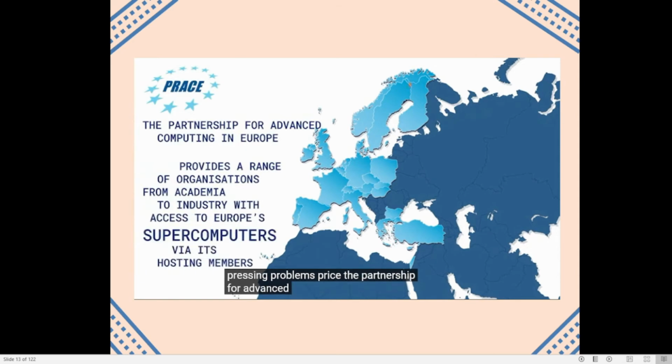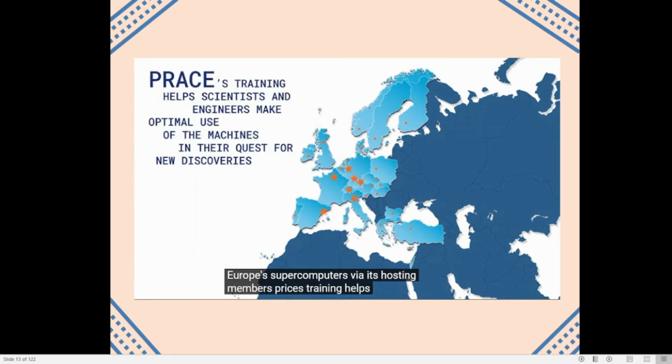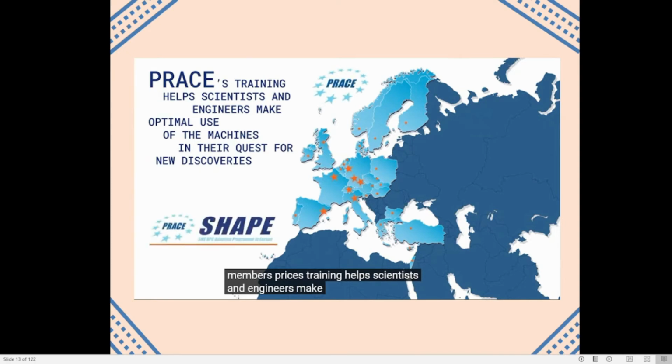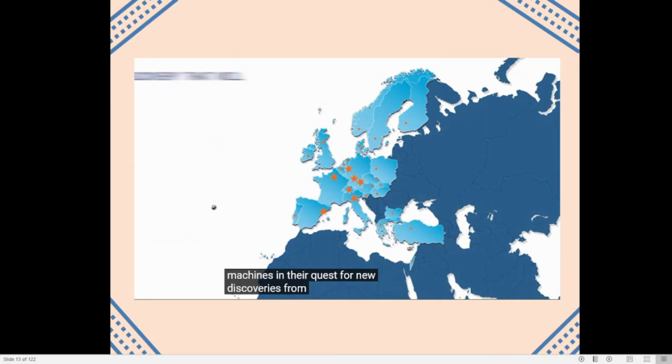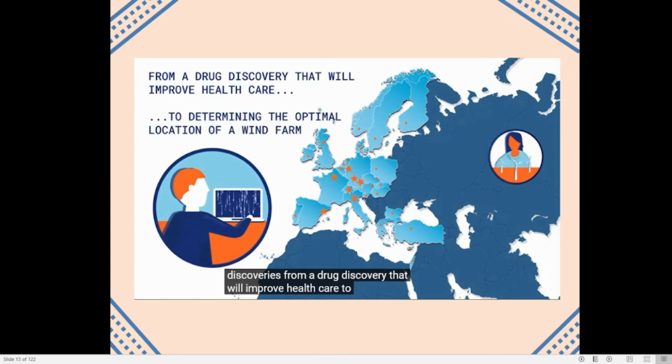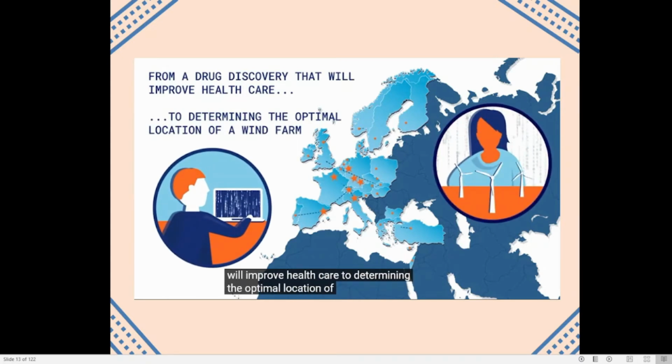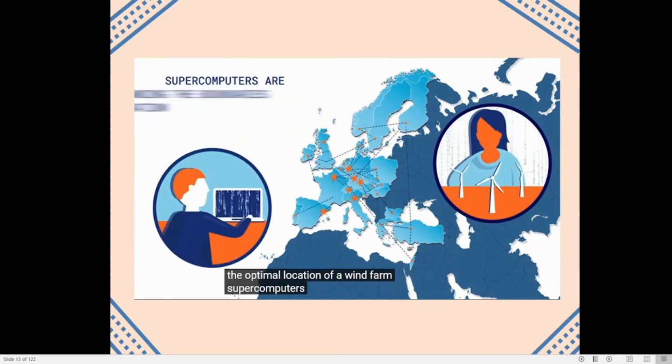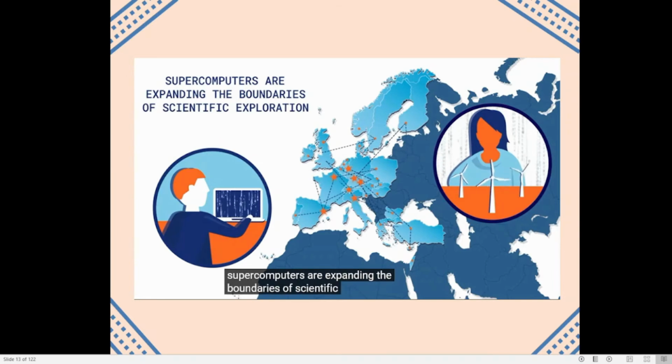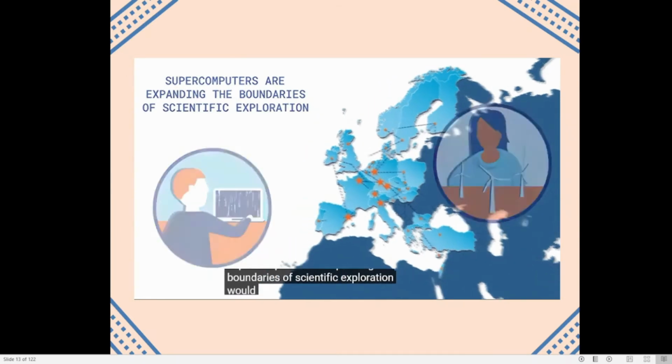PRACE, the Partnership for Advanced Computing in Europe, provides a range of organisations, from academia to industry, with access to Europe's supercomputers via its hosting members. PRACE's training helps scientists and engineers make optimal use of the machines in their quest for new discoveries. From drug discovery that will improve healthcare to determining the optimal location of a wind farm, supercomputers are expanding the boundaries of scientific exploration.